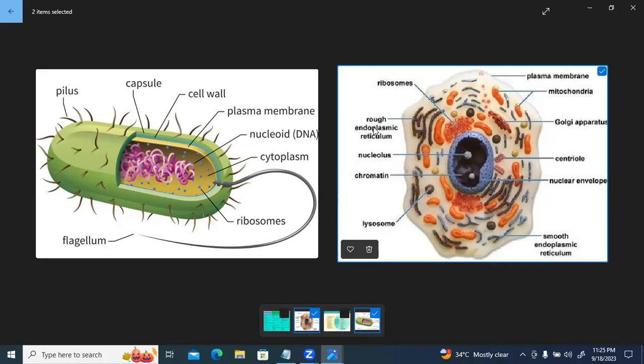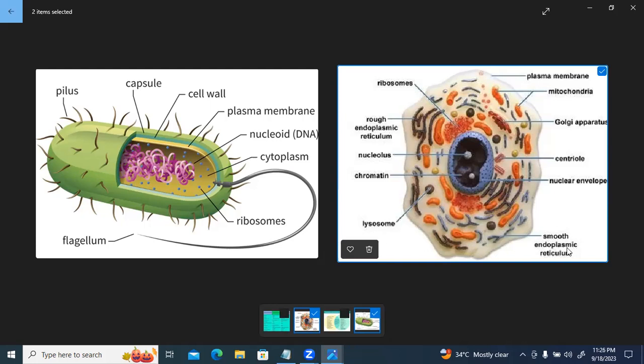Rough endoplasmic reticulum. What does it do? Rough endoplasmic reticulum has some ribosomes associated with it. It provides surface area as well as helps in the maturation of proteins. The nucleolus is the largest organelle present in the nucleus. Chromatin material is the genetic carrier. Lysosomes are called the suicidal bags of the cell. Their main function is that they collect all the toxic materials inside the cell, and they help the cell in getting rid of it.